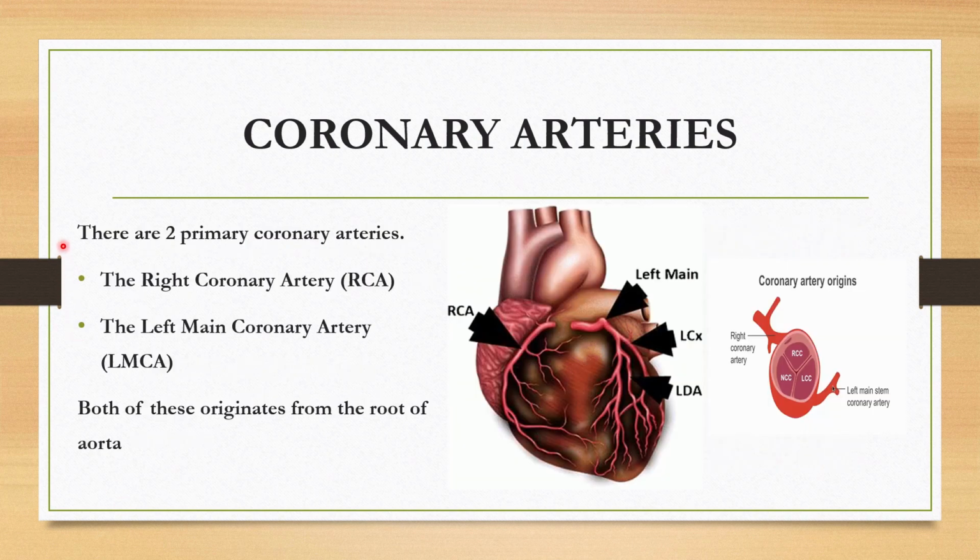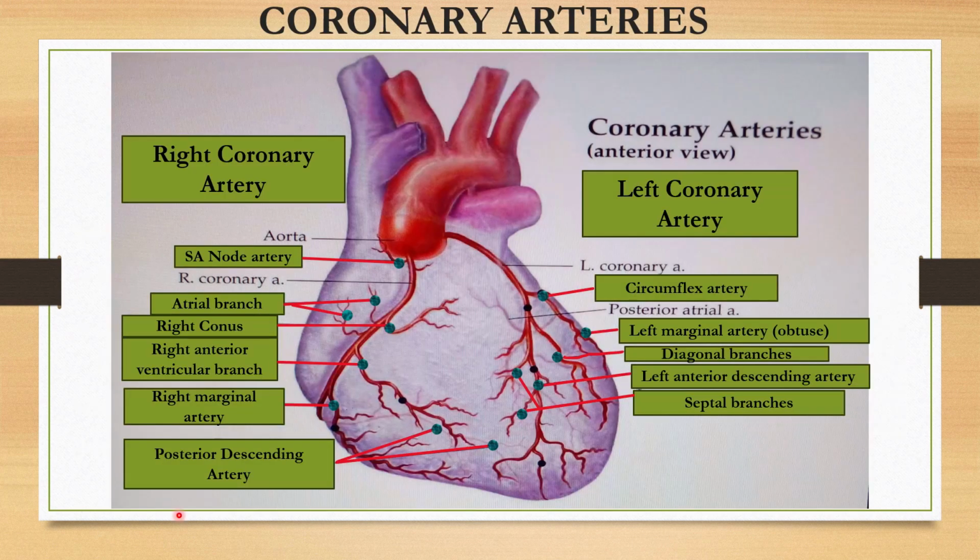There are two primary coronary arteries, the right coronary artery (RCA) and the left main coronary artery (LMCA). Both of these originate from the root of the aorta. So in the picture you can clearly see this is the right coronary artery, which supplies the right side of the heart, and the left main coronary artery, which supplies the left side of the heart. And these are the first branches of the aorta.